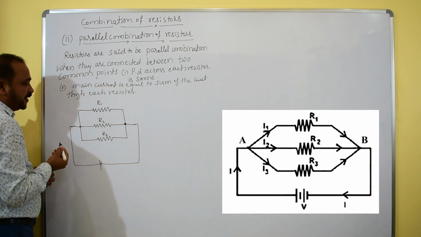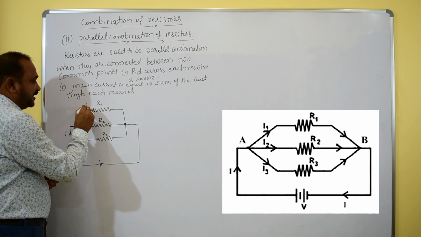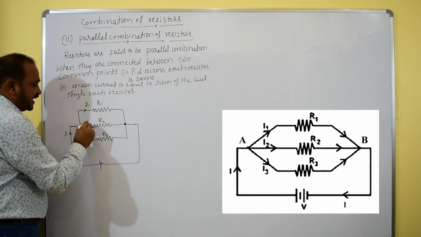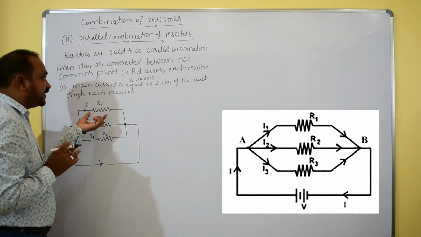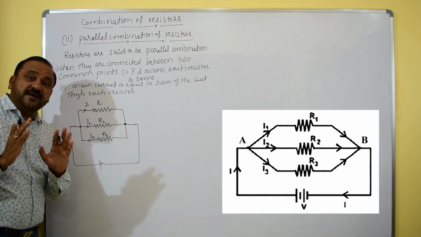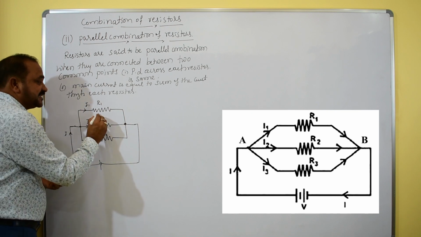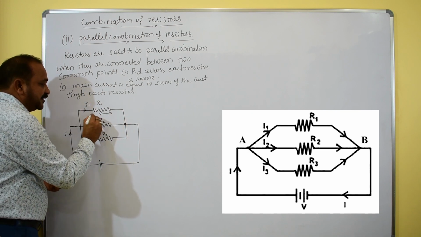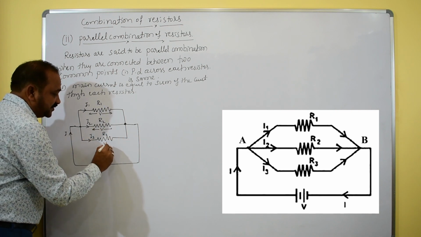Okay. So in this case there is some main current. This current will divide into I1, I2 and I3. The potential difference across each resistor is the same. In a parallel combination of resistors, the potential difference across each resistor is the same. This is also V, correct? This also V, this also V.